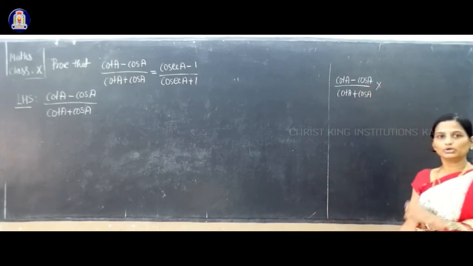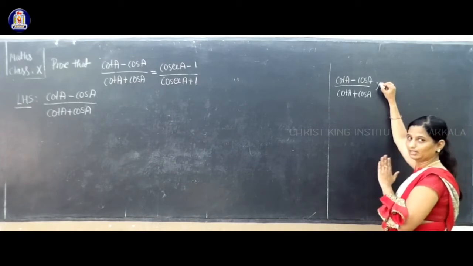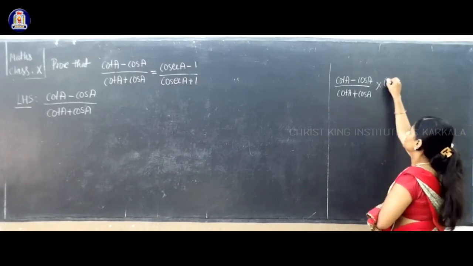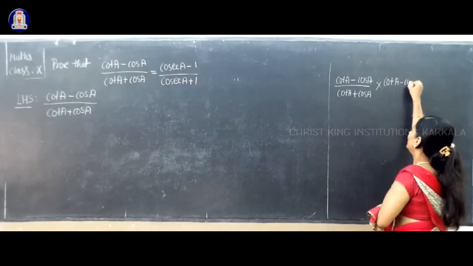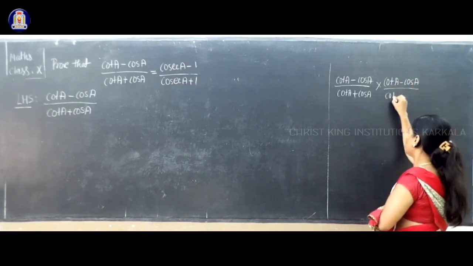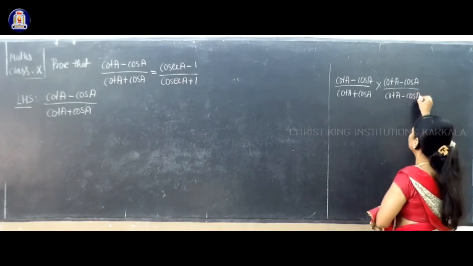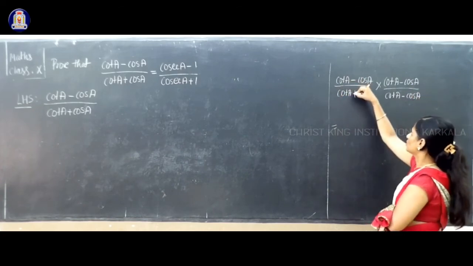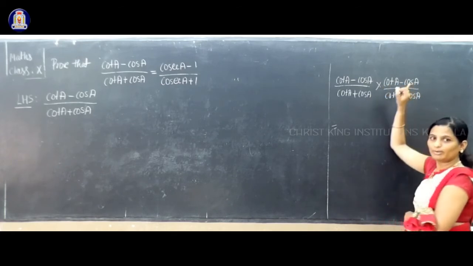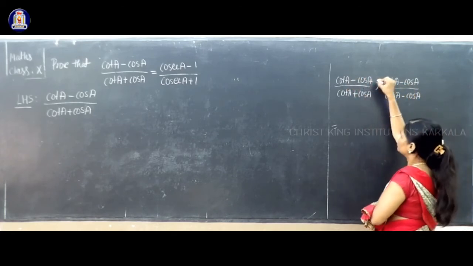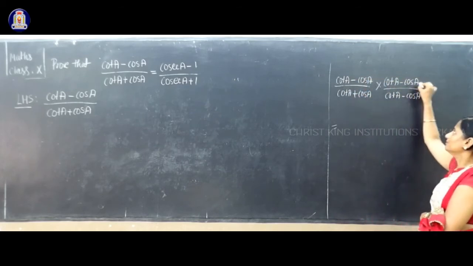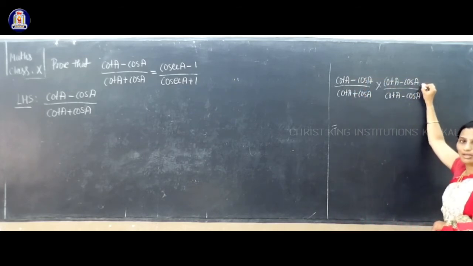So it is (cot A minus cos A) divided by (cot A plus cos A), numerator by denominator, so go for rationalization. Multiply by (cot A minus cos A) divided by (cot A minus cos A). The numerator is (cot A minus cos A)(cot A minus cos A), the same repeated, so you can write it as (cot A minus cos A) whole square. After that you can apply the formula (A minus B) whole square.